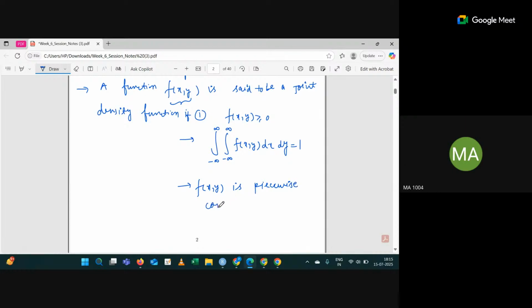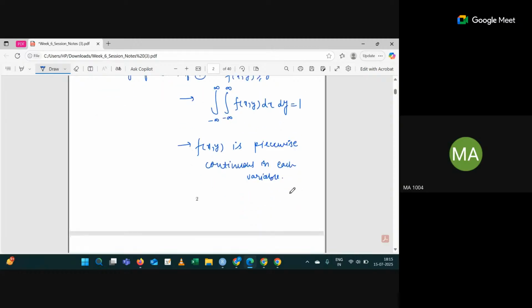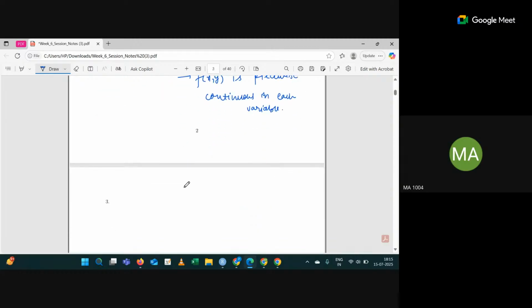So this will be piecewise continuous in each variable also, because we are talking about 2 variables. You can explore more on this piecewise continuity. Let me quickly go through the content. Okay. So how to proceed in this case?